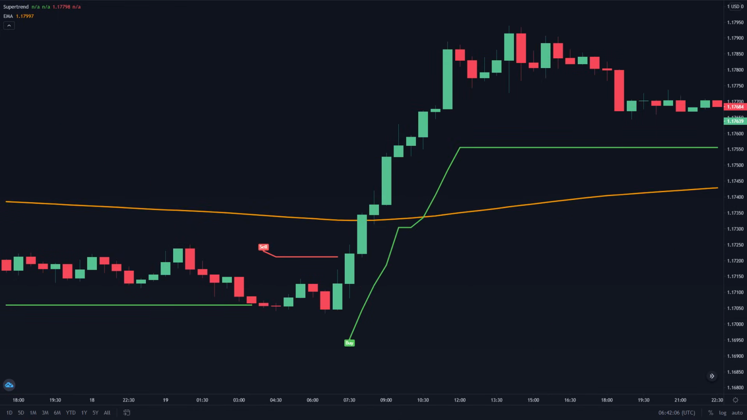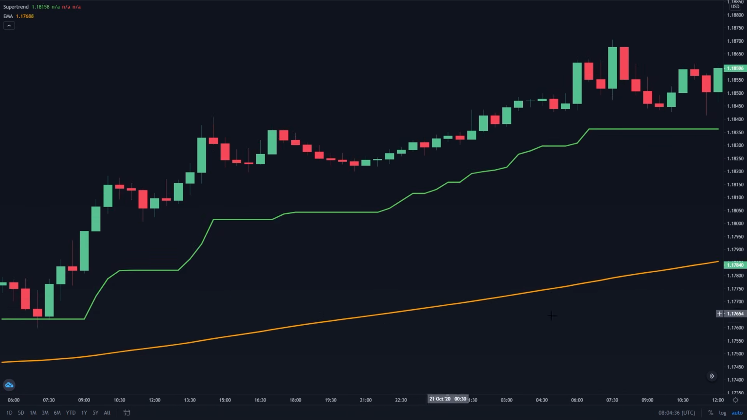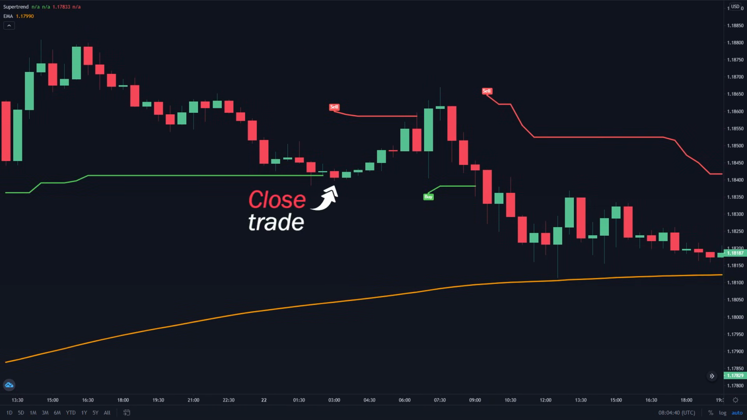In this chart, we can see that the Supertrend gave a buy signal, but the price is still below the 200 EMA line, so we don't want to take positions yet. Once the price crosses above the 200 EMA line, while the Supertrend is still colored green, that is the time where you want to take a buy position. And you close your trade here when the Supertrend turns red.